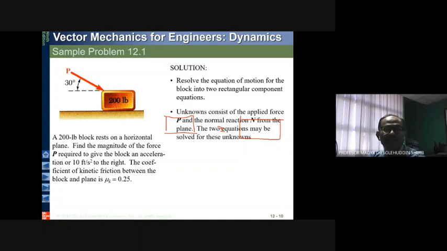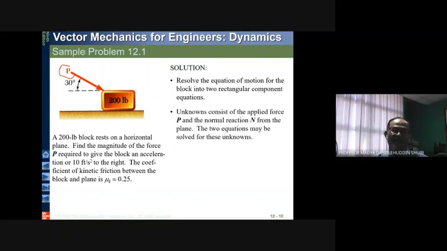And then another thing is we need to look also, after you resolve the equation of motion of the block into two rectangular component equations, you're going to see the unknowns. Unknowns consist of the applied P and normal reaction N from the plane. So we need to solve the unknowns.